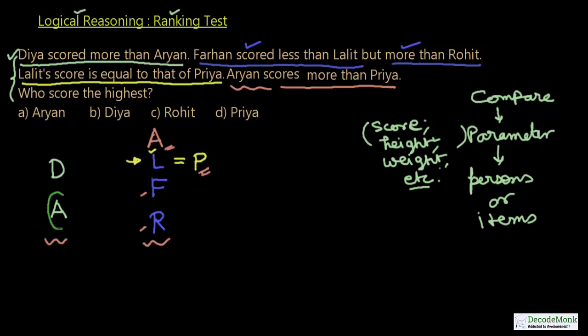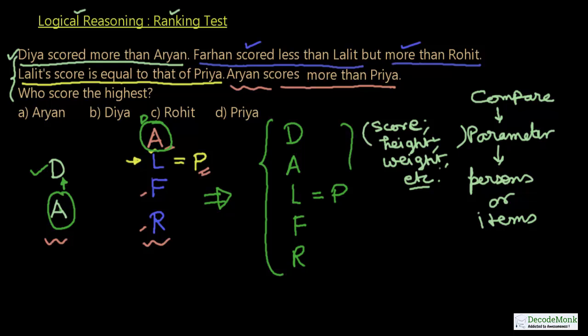Now here you can see this is Aryan and here you can see this is also Aryan. So if Dia scored more than Aryan, then obviously Dia will come above Aryan. So these two coded figures can be written like this: Dia, then Aryan. You can see Dia is above Aryan, so we can put Dia above Aryan. Then comes Lalit, and at the same level comes Priya, then Farhan, then comes Rohit. So this is the complete structure we have arrived at by following the question line by line.